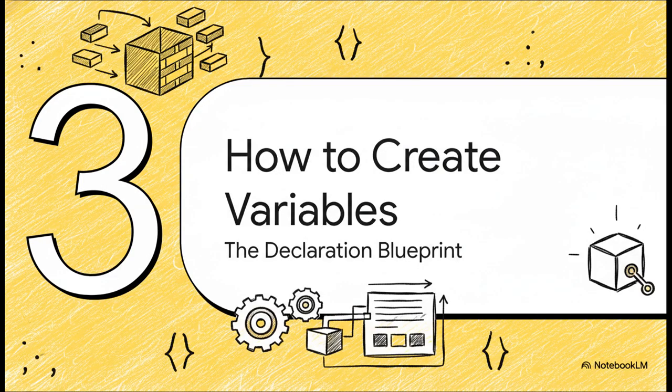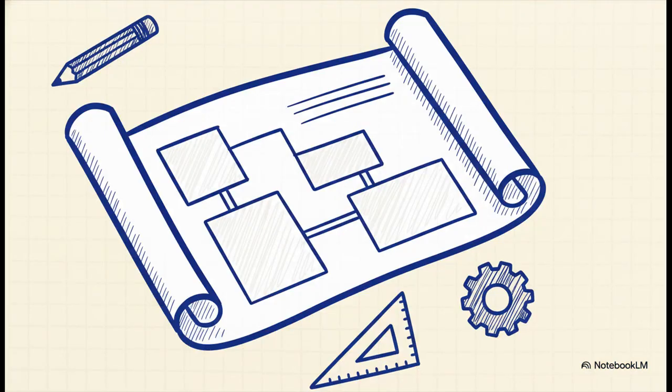Okay, cool. So we know what they are and why we need them. The next big question is, how do we actually make one? What's the code look like? It's way simpler than you might think. There's basically a blueprint, like a recipe, that you can follow every single time you need to create a variable. Let's just break it down step by step.